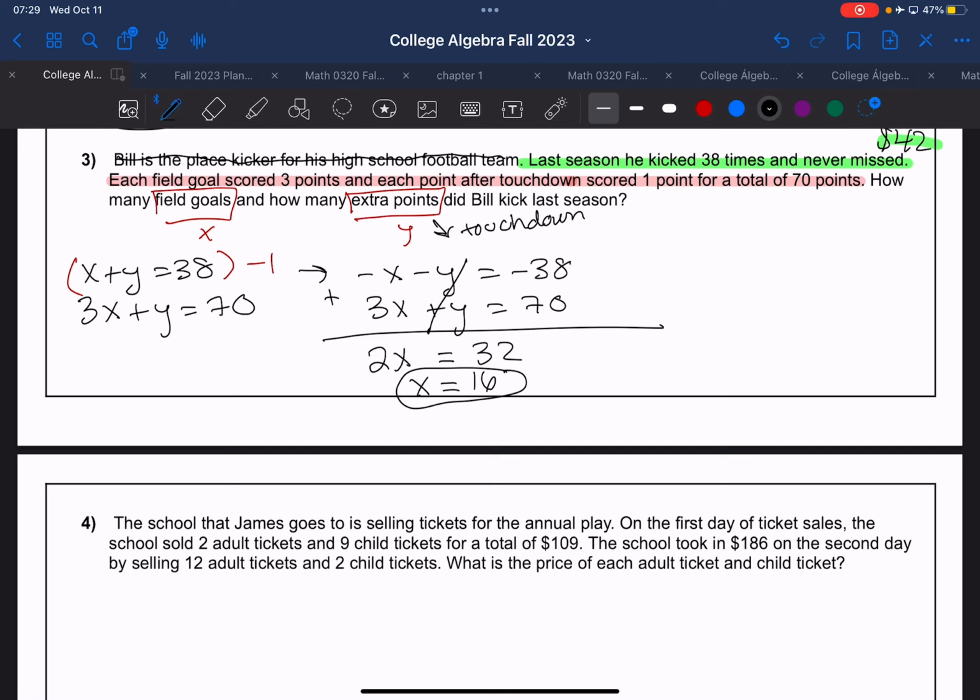So we had x plus y equals 38. So if I plug in 16 for x, I have 16 plus y equals 38. Which means all I have to do is subtract 16 and I get y is equal to what? 16? No. So 38 minus 16, that's what we're looking at. 22.